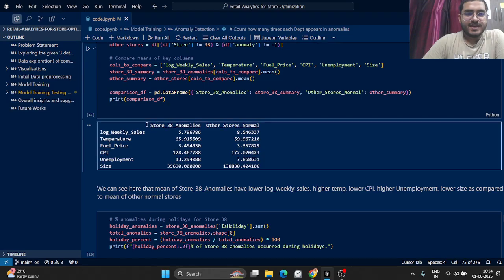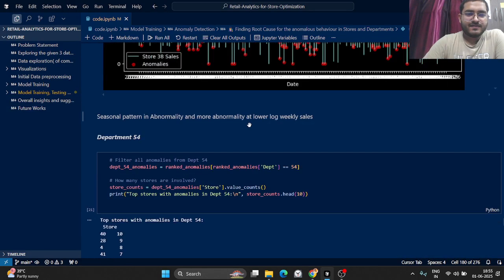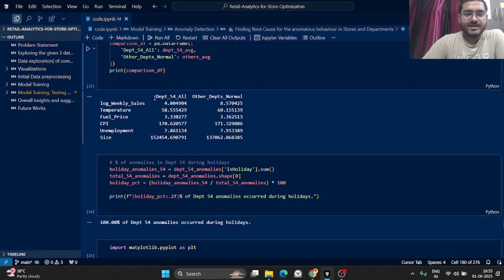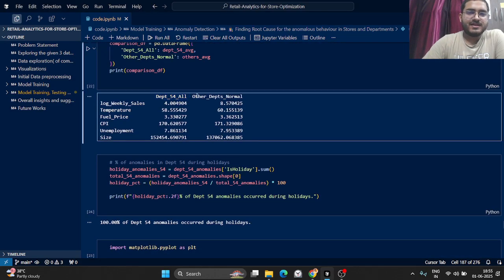We compared the store 38 anomalies with other stores, such as comparison between log weekly sales, temperature, fuel price, CPI, and unemployment. We did the same for department, comparing department 54, which was found anomalous, with other departments.